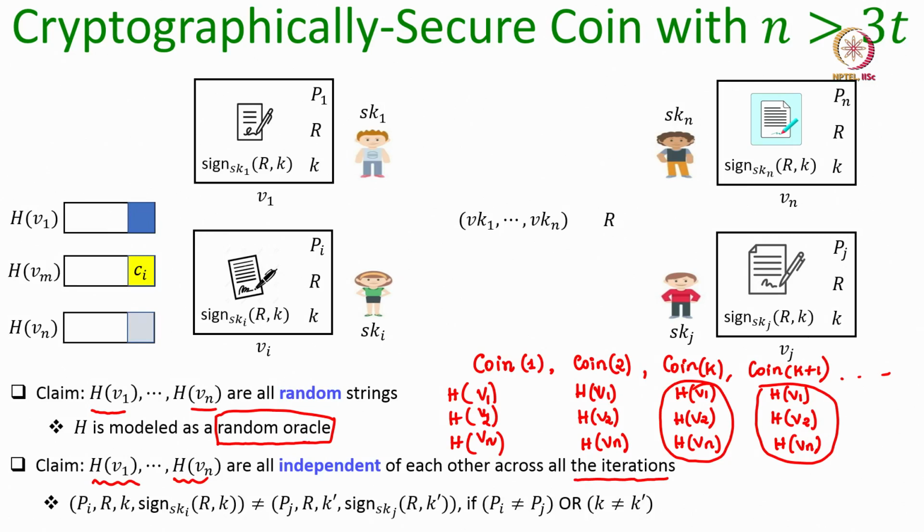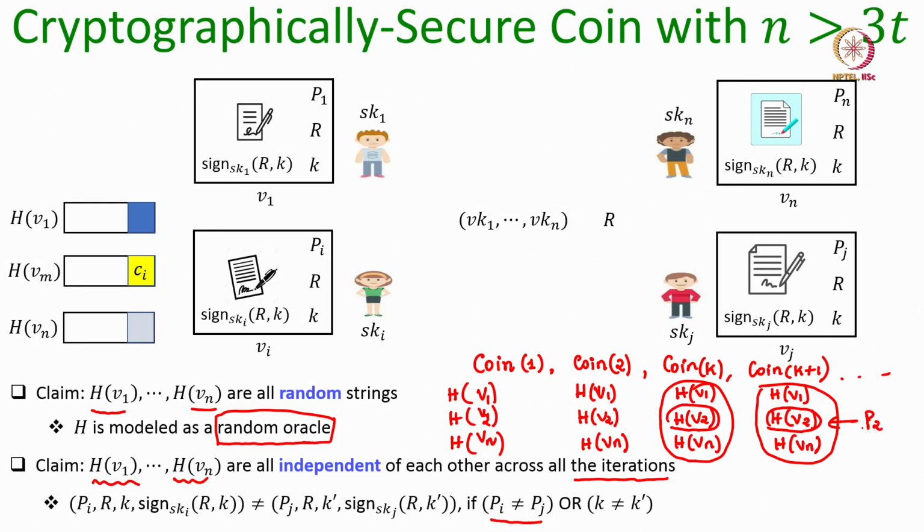And this simply comes from the fact that in every iteration the hash values are computed on tuples which are guaranteed to be different if the parties who computed them are different. So, for instance, if the ith party computes a tuple and the jth party computes a tuple, then the party indices will be different. Otherwise, it could be that we are talking about h of v2 and h of v2 in two consecutive instances of the coin primitive, so both hash values depend upon the party P2.